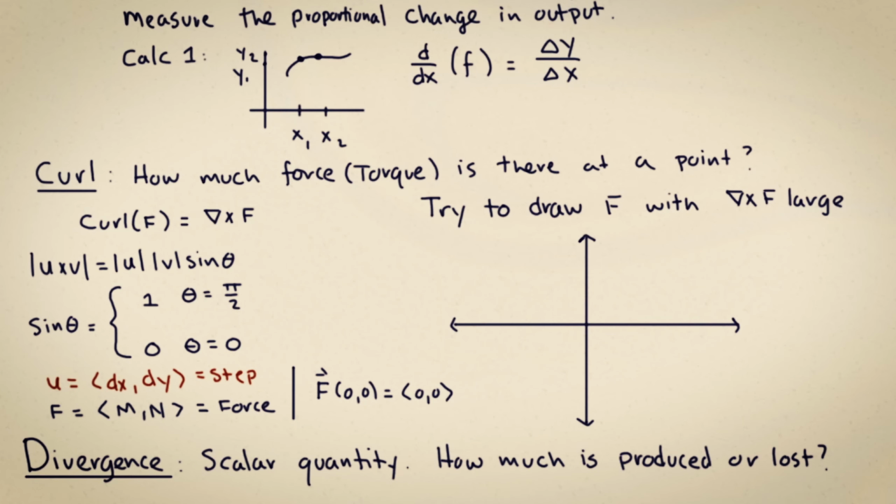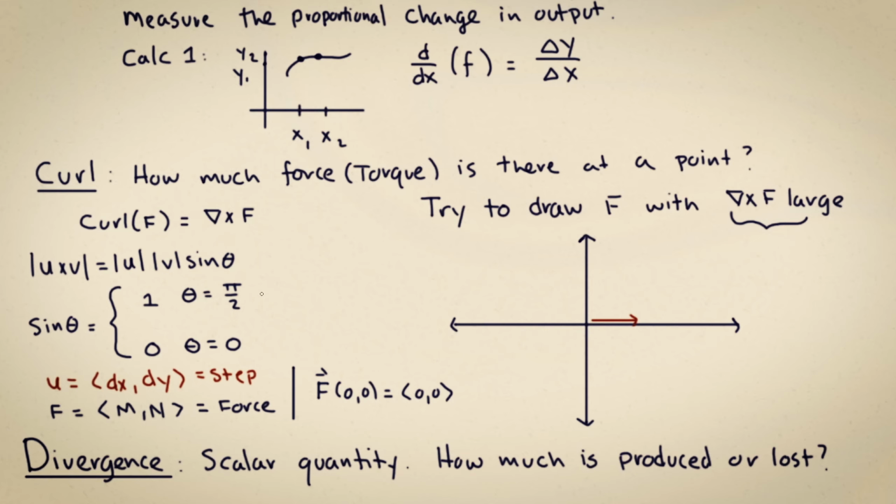Remember that I'm trying to calculate the change in F, but just to make that more simple, I'm going to assume that F of 0 is 0. So let's suppose that I took a small step, and this time it's just straight down the x-axis. What I'm trying to do is to produce the picture where del cross F is as large as possible.